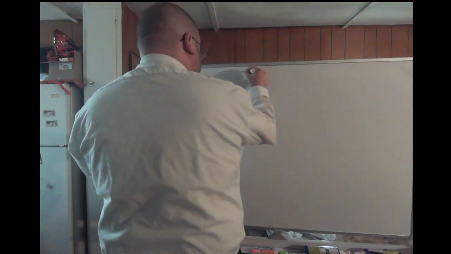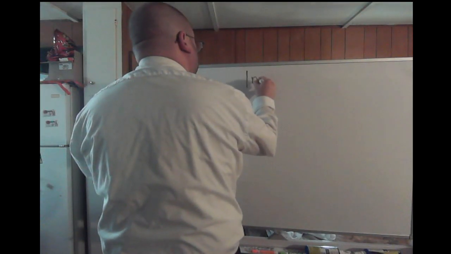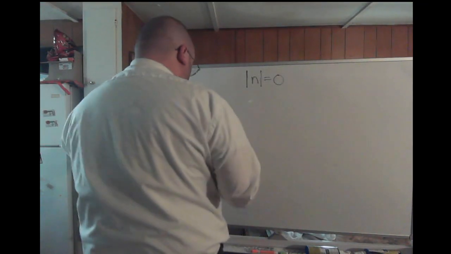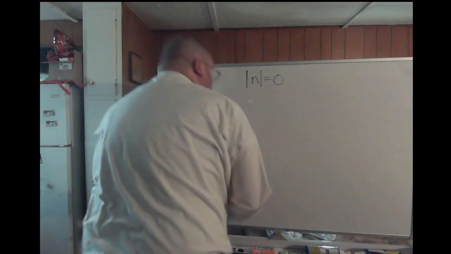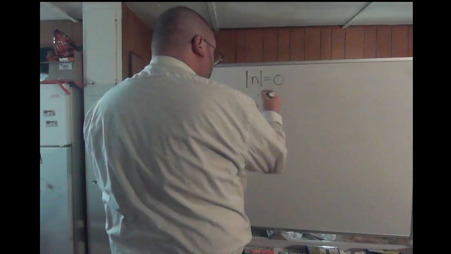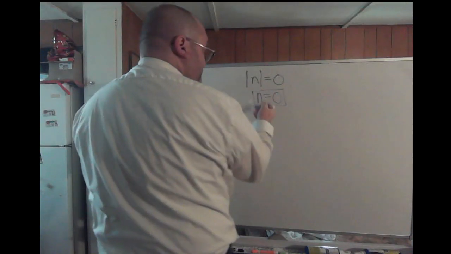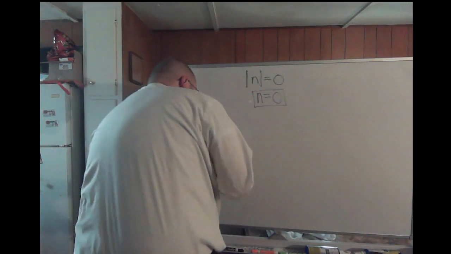Now, how about something like this? Absolute value of n equals 0. Well, since 0 is neither positive nor negative, it's just its own number, it's literally just going to be n equals 0. The absolute value of 0 is 0. That's pretty easy.